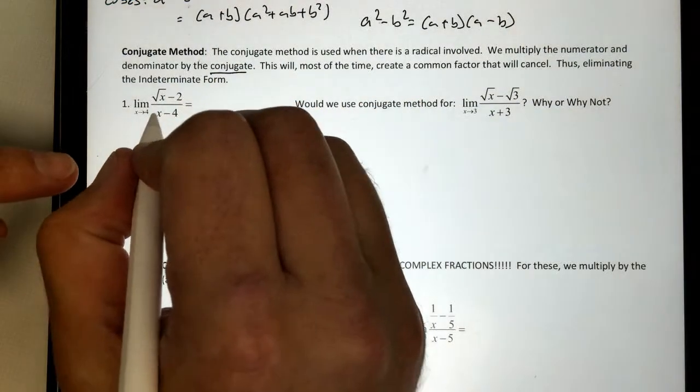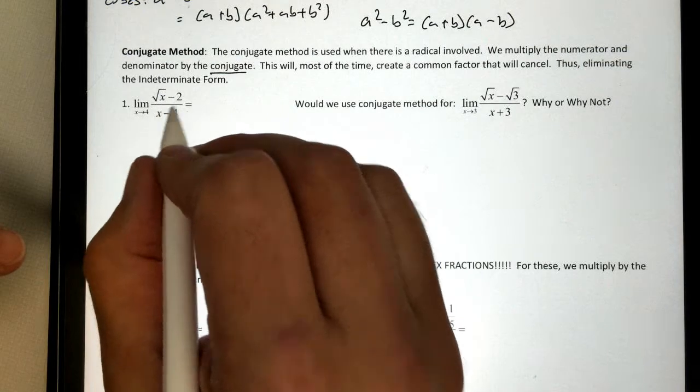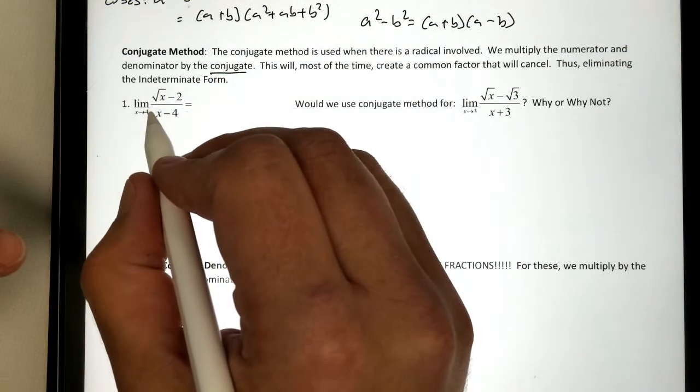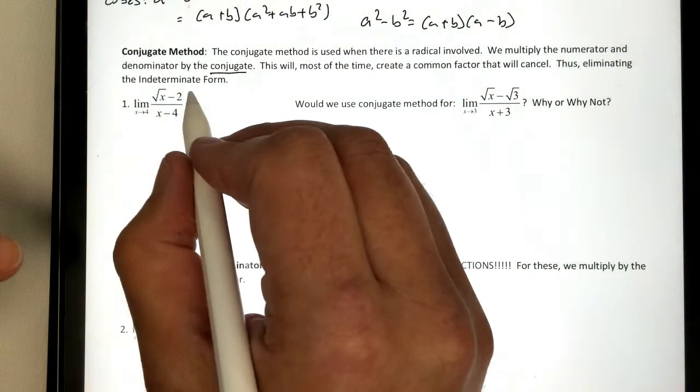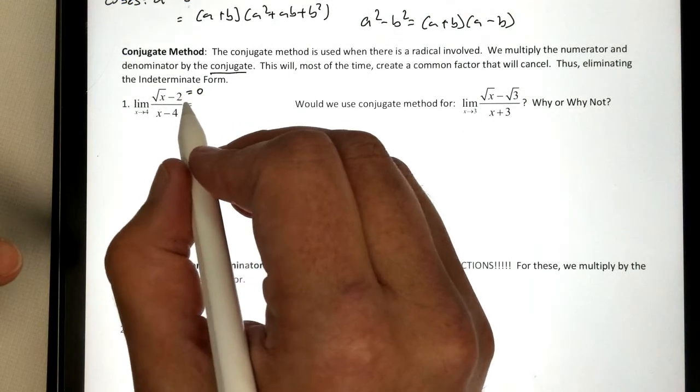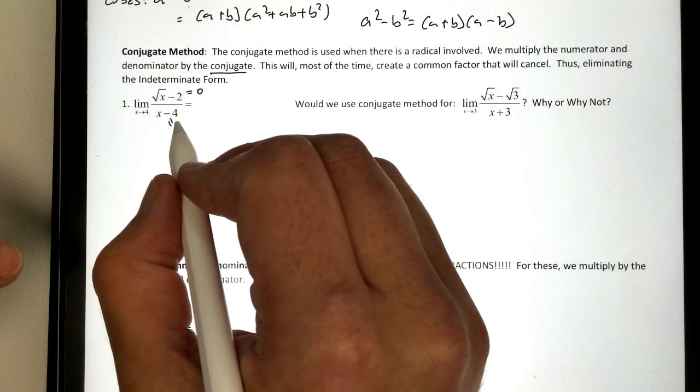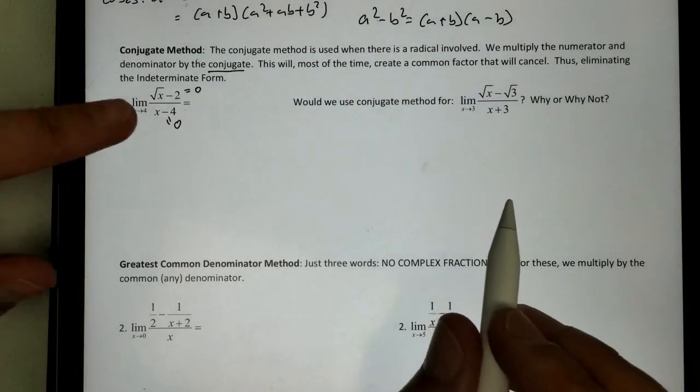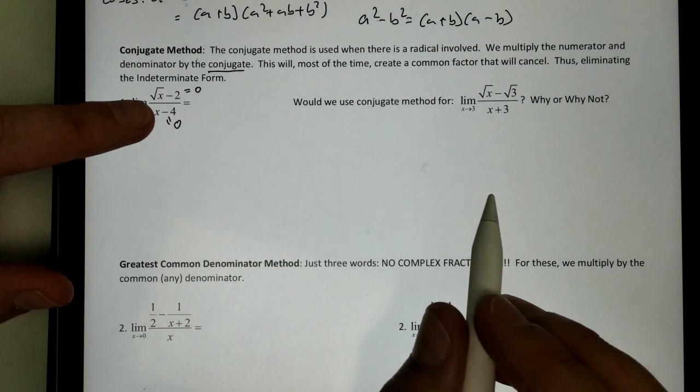If I were to try to plug in the 4, remember the first thing you always want to check is substitution. If I plug in the 4, we get the square root of 4, which is 2. 2 minus 2 is 0. Plug in the bottom, we also get 0. So we know right away that this is our indeterminate form.